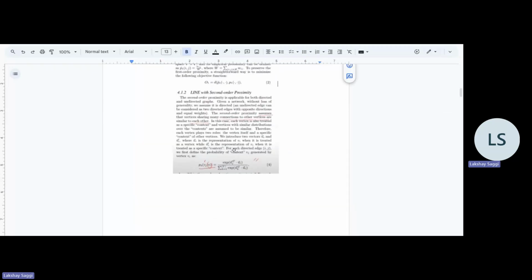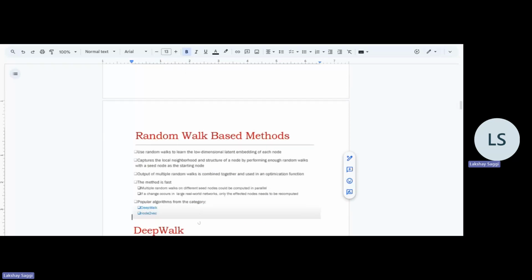But the high level idea here is this: in line with second order proximity, we say that vertices in a similar neighborhood are closer to each other. To model this mathematically, we say that each vertex has two roles. One is that vertex being embedded itself, and the second role is that it acts as a context to some other vertices. And then we try to find an empirical distribution and a parameter distribution, and try to minimize the distance between the distributions or something like that.